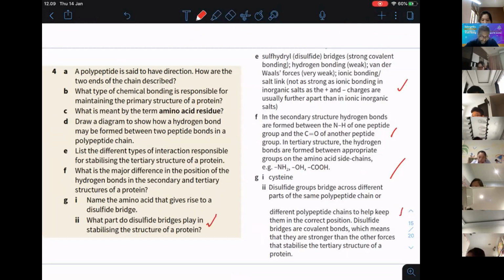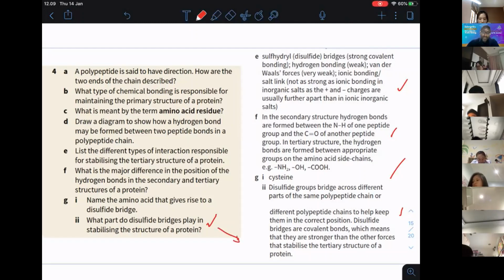What part do disulfide bridges play in stabilizing? Basically they are going to bridge across different parts to keep them in the correct position. So they are quite strong, so it is stabilized.